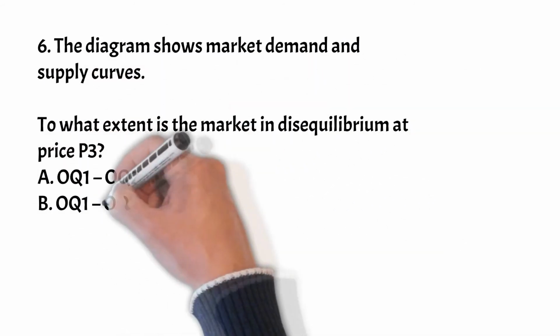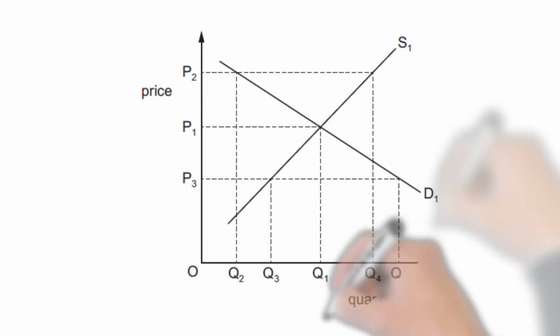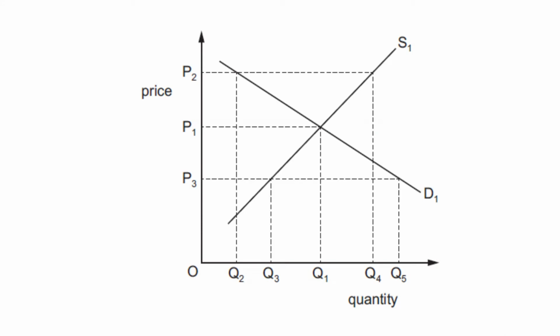Question 6. The diagram shows market demand and supply curves. To what extent is the market in disequilibrium at price P3? A. OQ1 to OQ2. B. OQ1 to OQ3. C. OQ2 to OQ4. D. OQ3 to OQ5. This we get from the graph. Look at price point P3, and move across. We see the answer is D. OQ3 to OQ5.